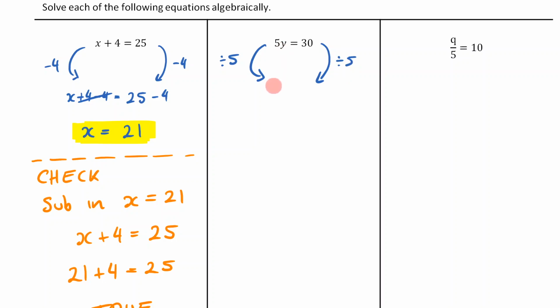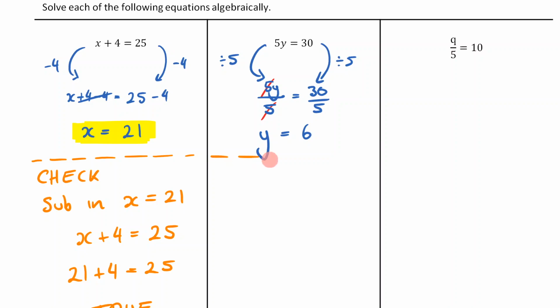So that means, if you don't have to, but you could write it out in full. I've got 5y, and I'm dividing it by 5. And here I've got 30 divided by 5. And that means, well, this 5 will cancel out with this 5, which means I'm just left with y. And that's what we want. And then 30 divided by 5 is 6. So it's all about undoing so we can get rid of whatever is around our pronumeral. That's what we want. We want to get rid of it. So we just have the pronumeral by itself. That's what it means to solve.